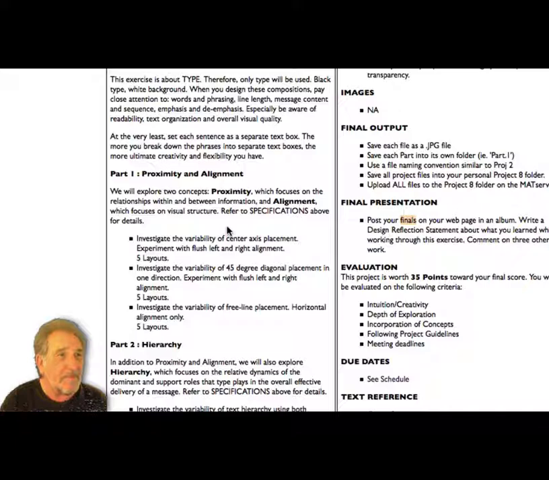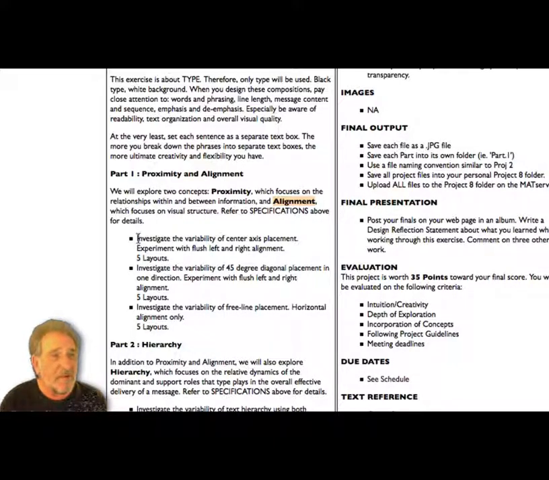Okay, so in part 1, you will be dealing with proximity and alignment. And again, you'll refer to the book on that. But proximity essentially is the relationship within and between information. So how close are elements, essentially? How close or how far away? And alignment, which again focuses on visual structure. So again, you'll refer to the book and to the demos for more information on that.